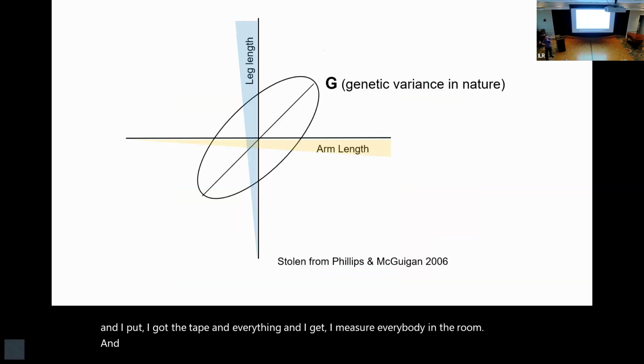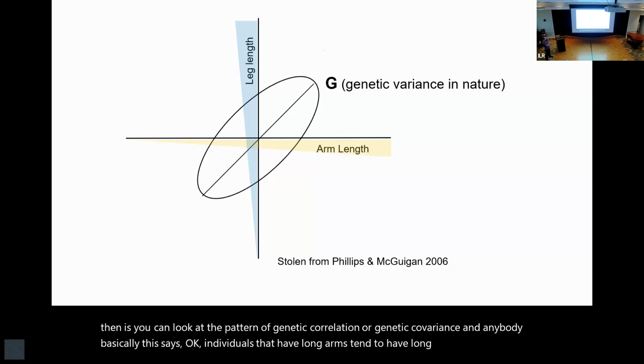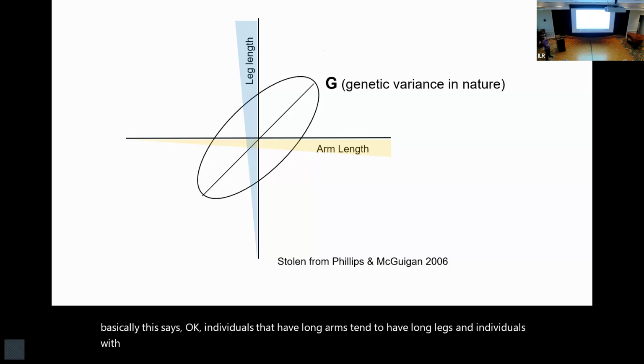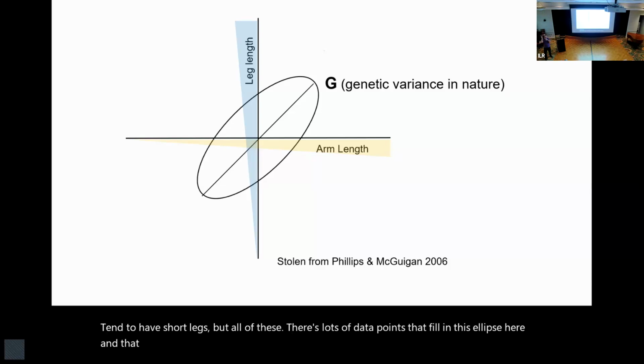Let's assume all the variation is genetic. Of course, it's not. But what you can do then is look at the pattern of genetic correlation or genetic covariance. This says that individuals that have long arms tend to have long legs, and individuals with short arms tend to have short legs. There are lots of data points that fill in this ellipse, and that line is just the axis of the most variation. Make sense?